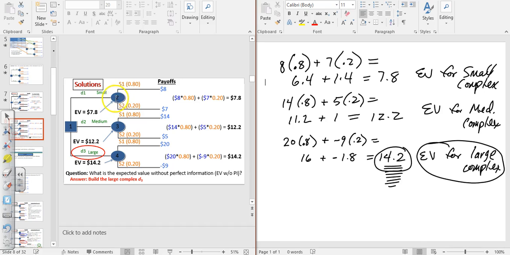And then once we had all the circles answered, the next thing we came up to was a square, and the square means make a decision. So we had to choose based on whatever the answer was for each circle. We wrote the answer 14.2, 12.2, and 7.8 next to each one, and they said, okay, clearly we're going with the largest, 14.2, that's the biggest expected value. What is the expected value without perfect information? That's what we answered.